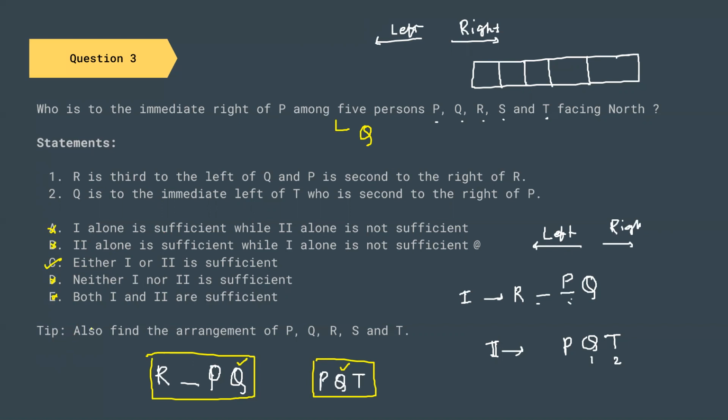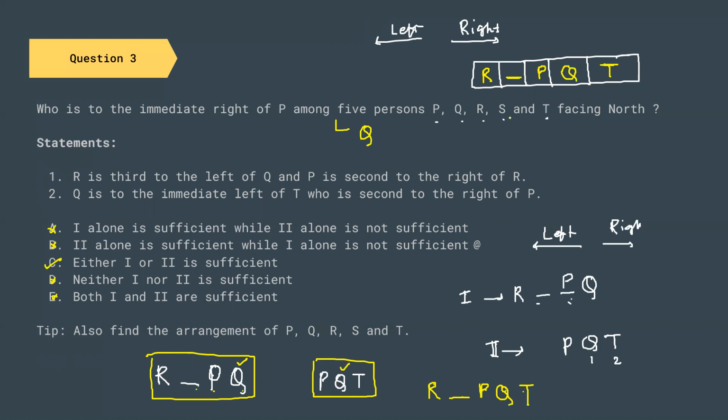So there is an extra question added here. Also find the arrangement of P, Q, R, S, and T. So R, a space, P, Q, and we know that there will be R, there will be a space, and there will be P, there will be Q, and there will be T. So there are total 5 places filled up. So I will just write them here. So there will be R, a blank space, then P, then Q, and T.